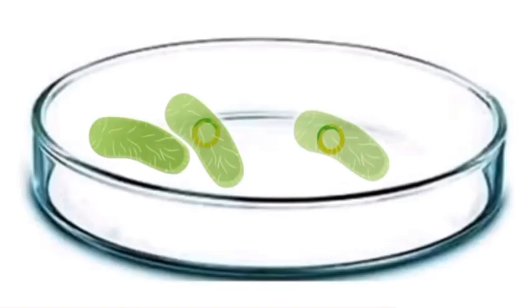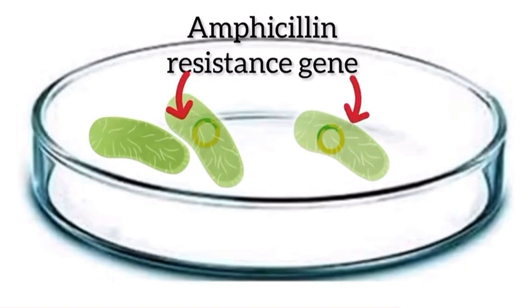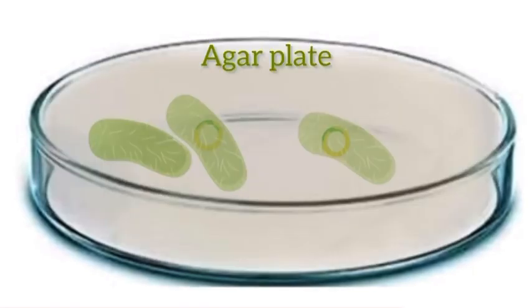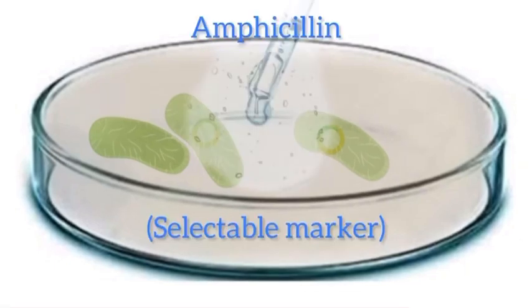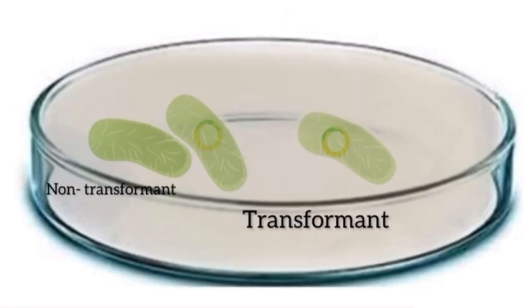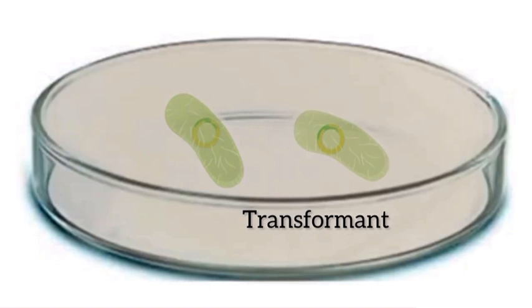The recombinant DNA bears a gene for resistance to an antibiotic, ampicillin. These transformed cells are grown on agar plates containing ampicillin. Only transformants will grow and non-transformants will die, because the ampicillin-resistance gene present in the recombinant DNA encodes an enzyme which breaks down ampicillin. So the bacteria with the plasmid can grow on a plate containing the antibiotic while the other bacteria die.